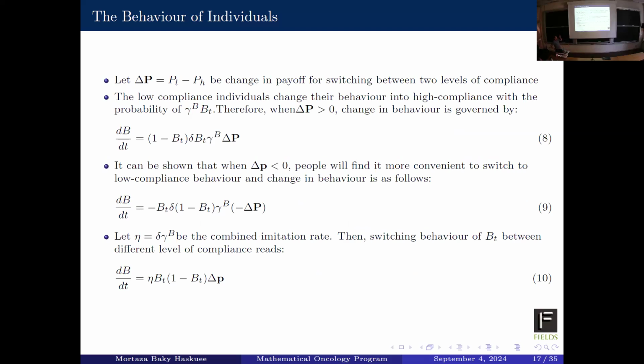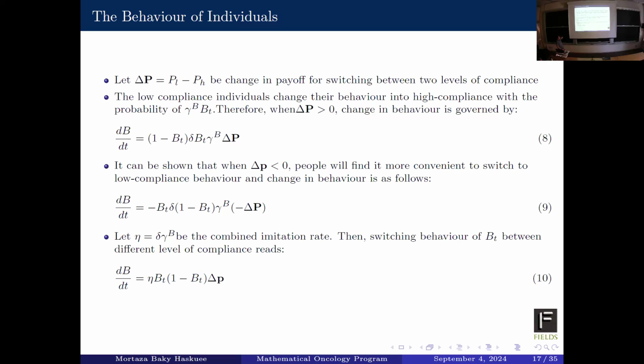As I mentioned, we have two levels of compliance and two payoffs, one for each level, and then delta P is the difference between the low level and high level of compliance. So based on whether delta P is greater than 0 or less than 0, there will be a switch between the two levels of compliance. As I mentioned, the people will sample the other groups and then respond to the policies.